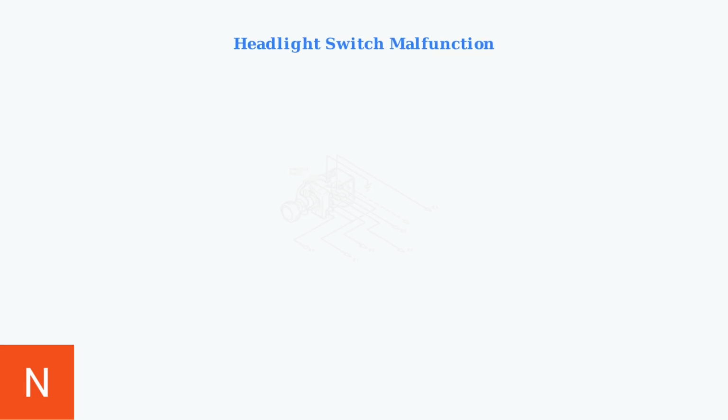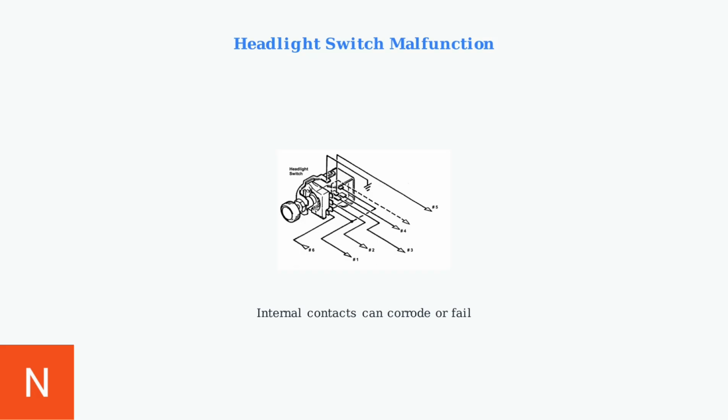The headlight switch contains separate contacts for low and high beams. Over time, the low beam contacts can wear out or corrode, preventing current from reaching the low beam circuit, while high beam contacts remain functional.